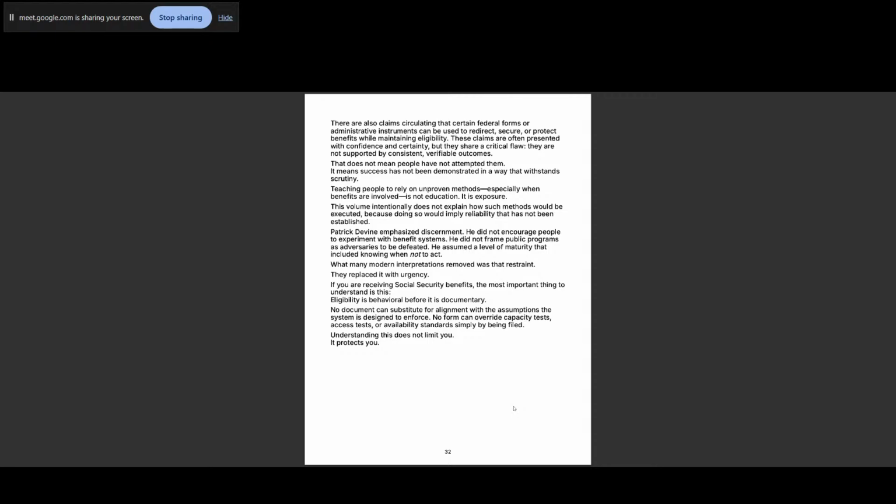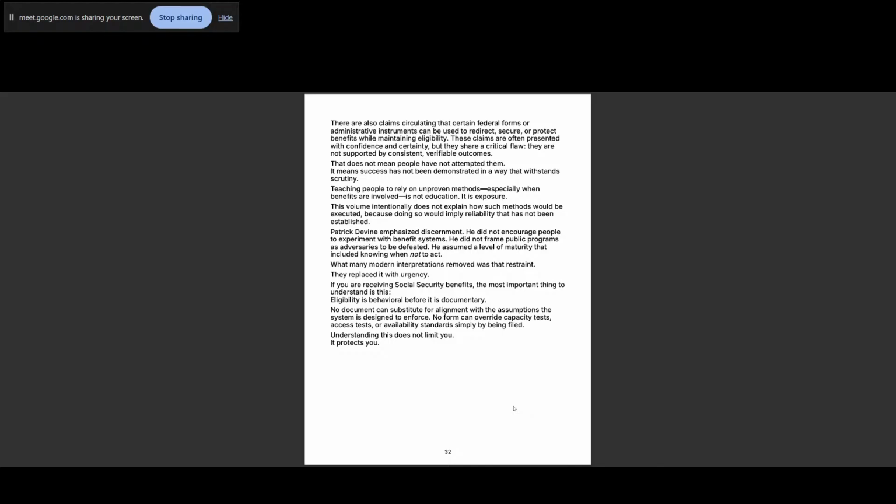There are also claims circulating that certain federal forms or administrative instruments can be used to redirect, secure, or protect benefits while maintaining eligibility. These claims are often presented with confidence and certainty, but they share a critical flaw. They're not supported by consistent, verifiable outcomes. That does not mean people have not attempted them. It means success has not been demonstrated in a way that withstands scrutiny.